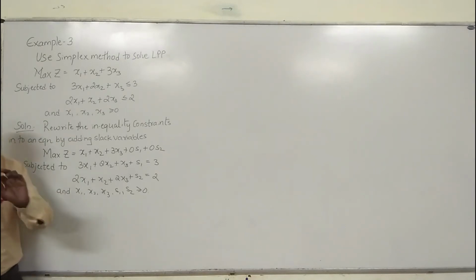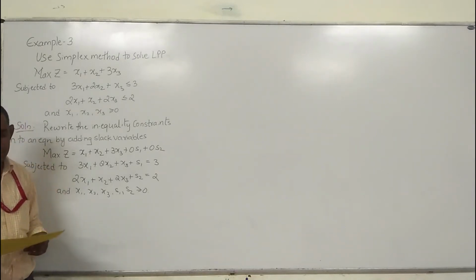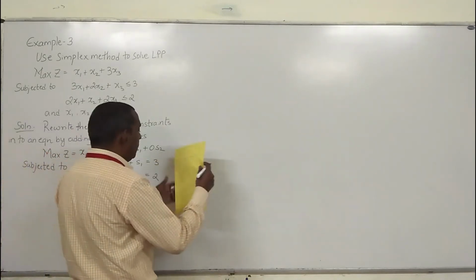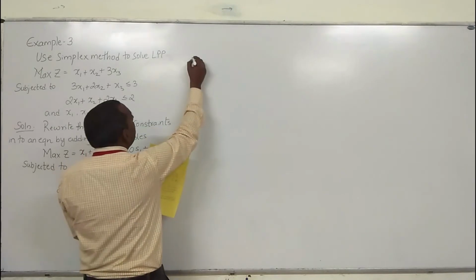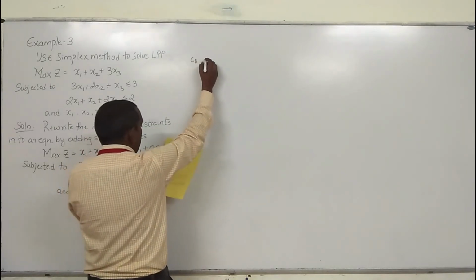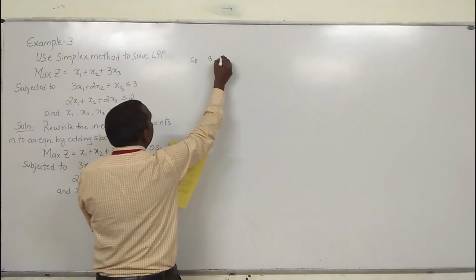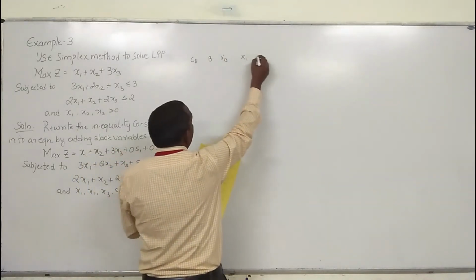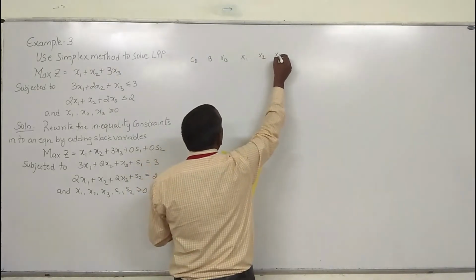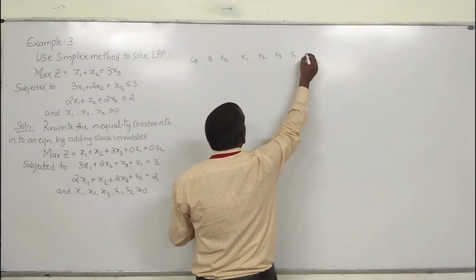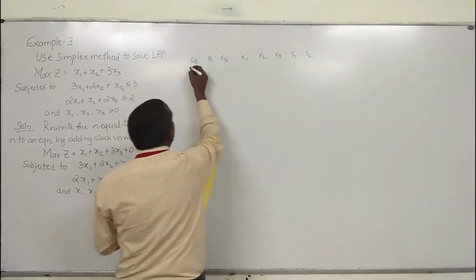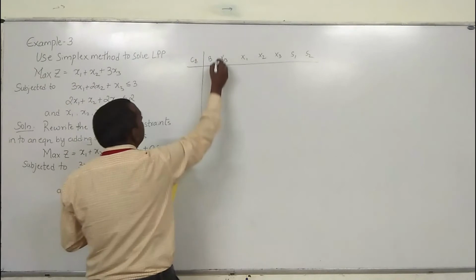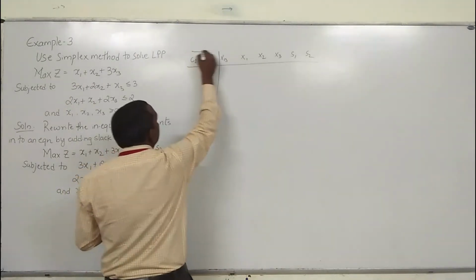Then now we are supposed to go for the simplex table. Fine. So the first simplex table will be like this. So it is CB, followed by B, then XB, then X1, X2, X3, S1, S2. Fine. This is the initial simplex table.